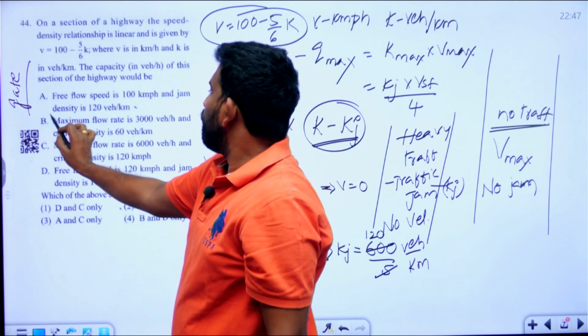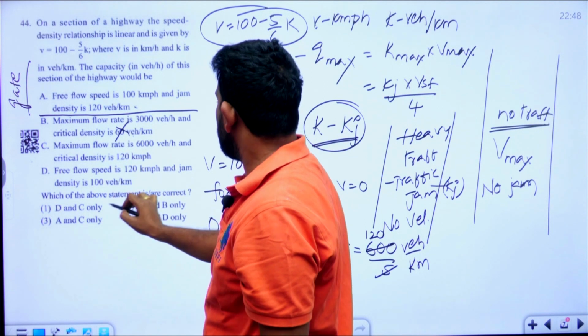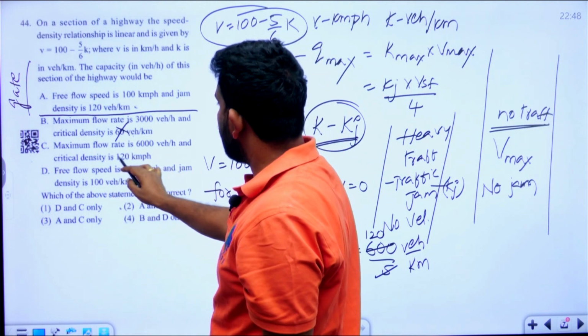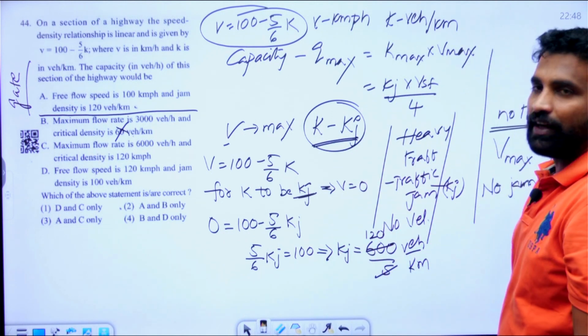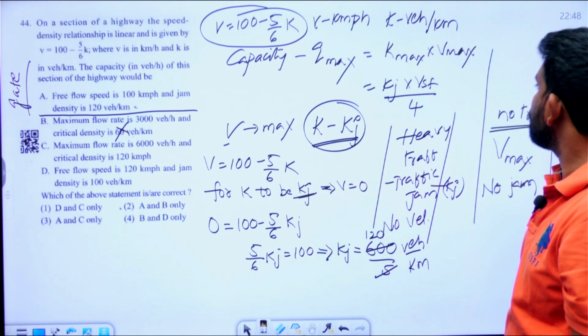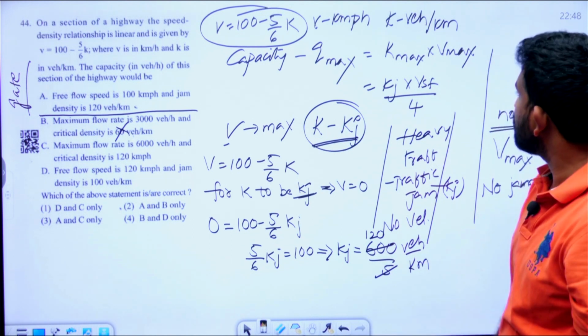120 vehicles per kilometer. Yes, this is 120 vehicles per kilometer. 60, no, it's not 60. And again, any answers? No other answers. Okay, so you can take Kj as 120 directly. Jam density, right? Yeah.